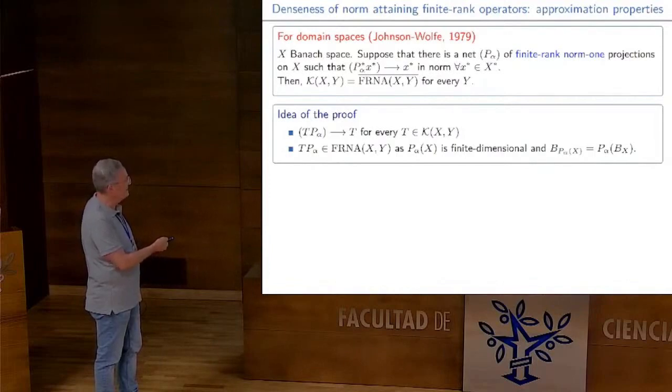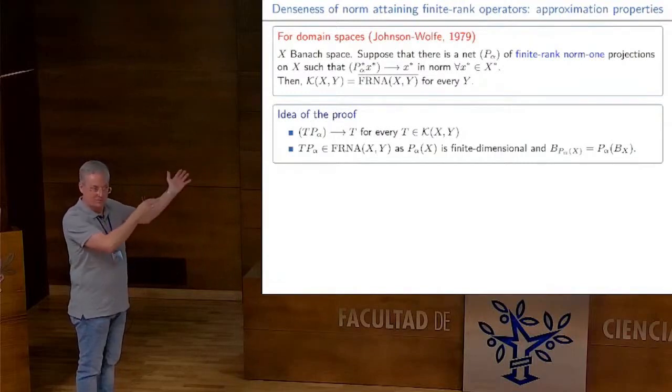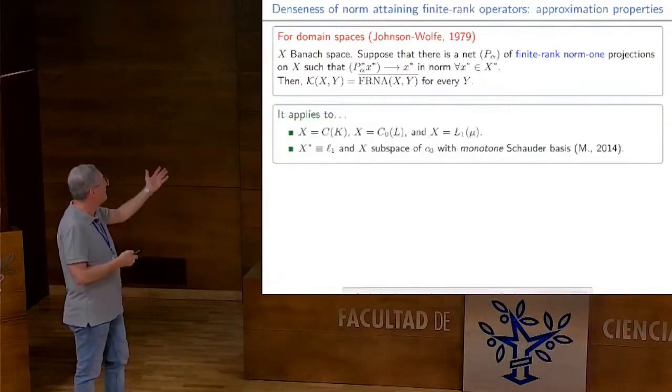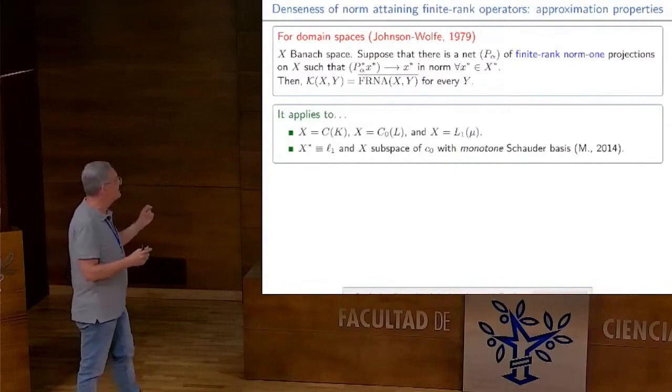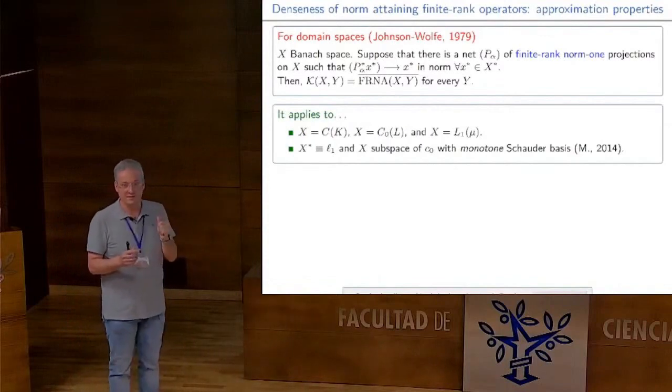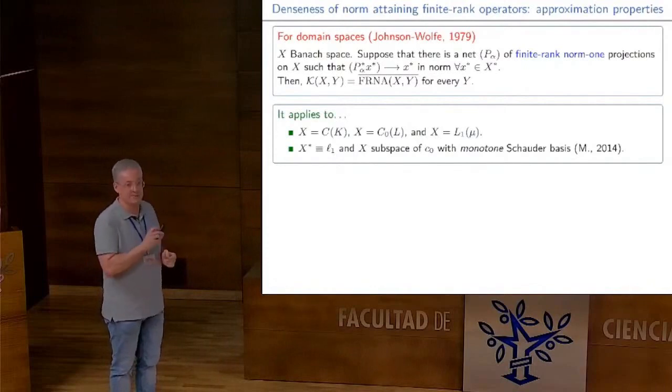So here you have that there is an element attaining the norm of this operator, but this element should come from an element of the unit ball. So this is rather easy. I will explain something stronger than this, so we can skip this. And this applies to CK, C0, L1, the pre-dual of little L1, and subspaces of C0 with monotone Schauder basis. But we know that there is a subspace of C0 with a Schauder basis and a compact operator from it which cannot be approximated by non-attaining operators. So the word monotone is very important.